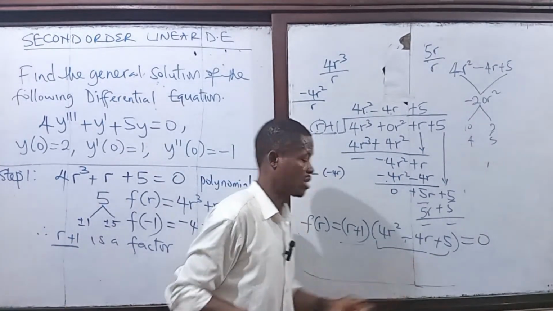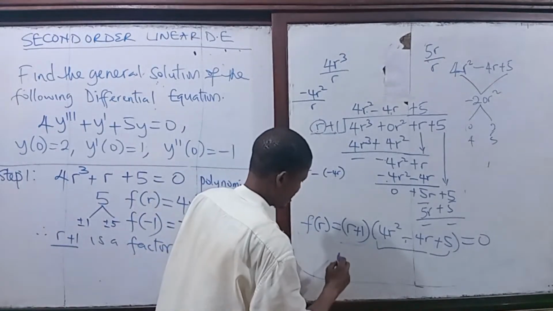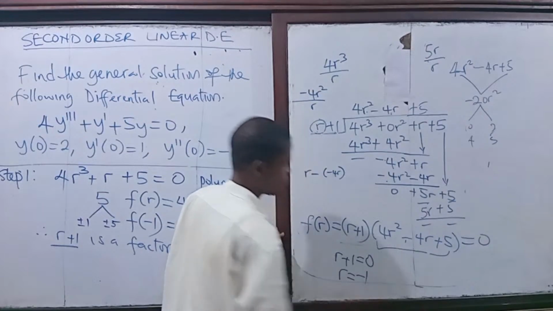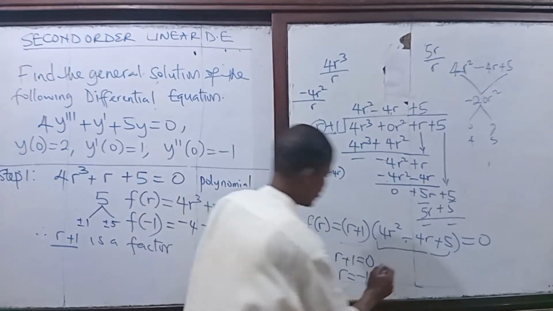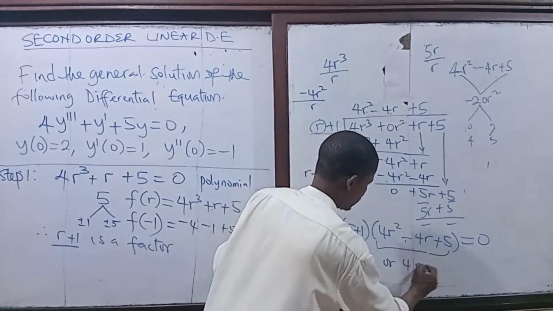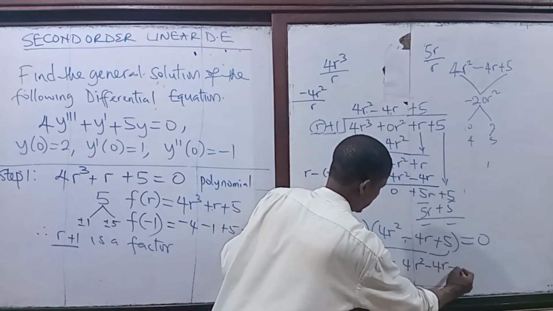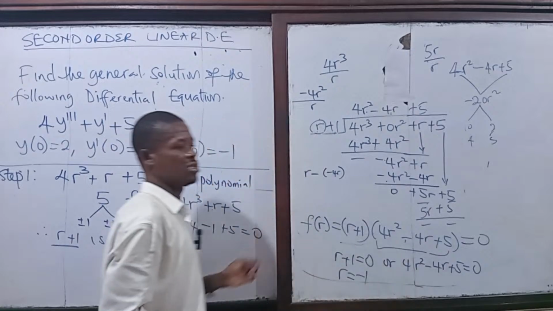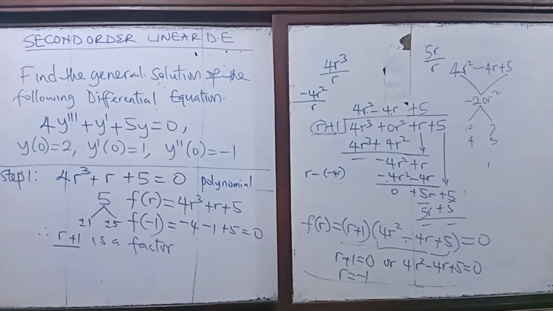Because r plus 1 is 0, r is minus 1 for this case. And for the second one, 4r squared minus 4r plus 5 equals 0, we're going to solve this using the quadratic formula.